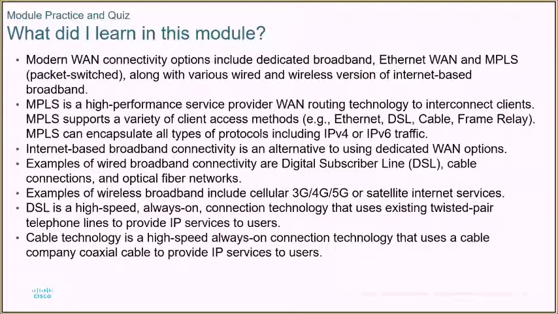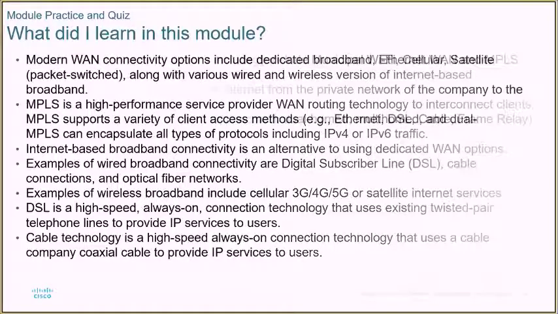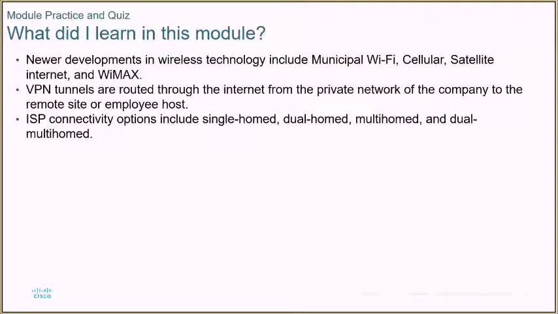DSL is a high-speed, always-on connection technology that uses existing twisted pair telephone lines to provide IP services to users. Distance is a problem. Cable technology is a high-speed, always-on connection technology that uses a cable company coaxial cable to provide IP services to users. Of course, you share it with all your neighbours. Newer developments in wireless technology include municipal Wi-Fi, cellular, satellite internet, and WiMAX. VPN tunnels are routed through the internet from the private network of the company to the remote site or employee host. ISP connectivity options include single-homed, dual-homed, multi-homed, and dual multi-homed.